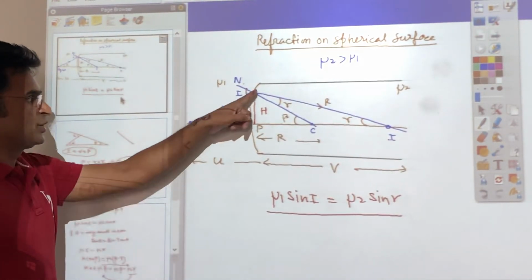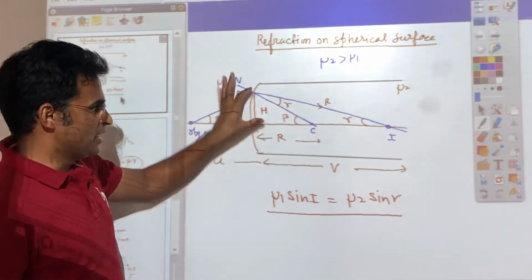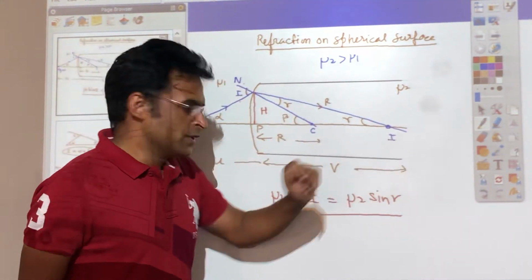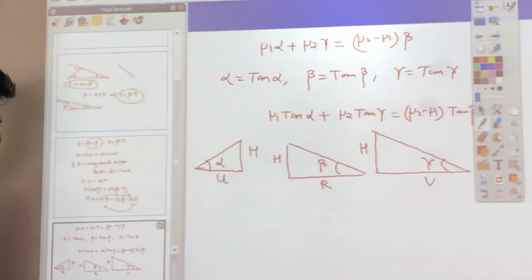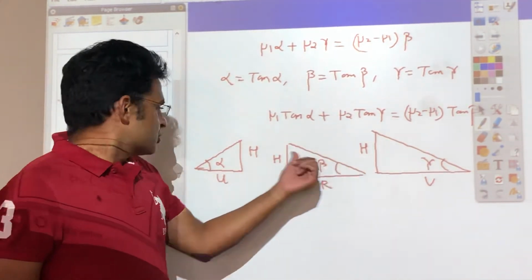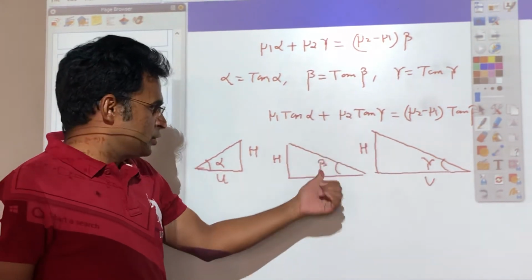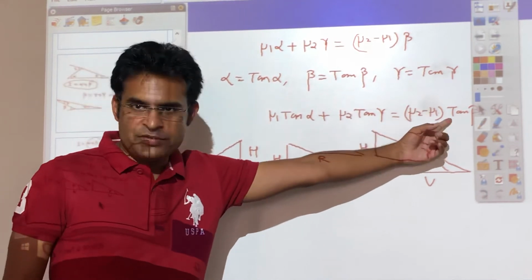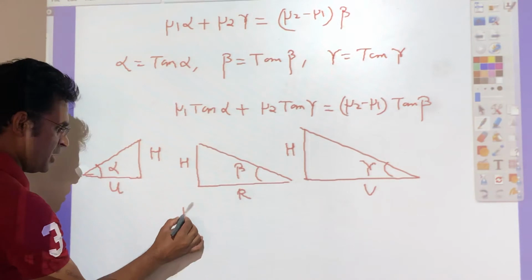You can see this triangle is what? This one h, this one will be u. So in the first triangle, this one h, this one will be r. Second triangle, this one h, this one will be v. Third triangle. So if you look at all three triangles, what I'll get is h divided by u, h divided by r, h divided by v. So using these three triangles, if I put in the values of alpha, gamma and beta, finally what will I get?